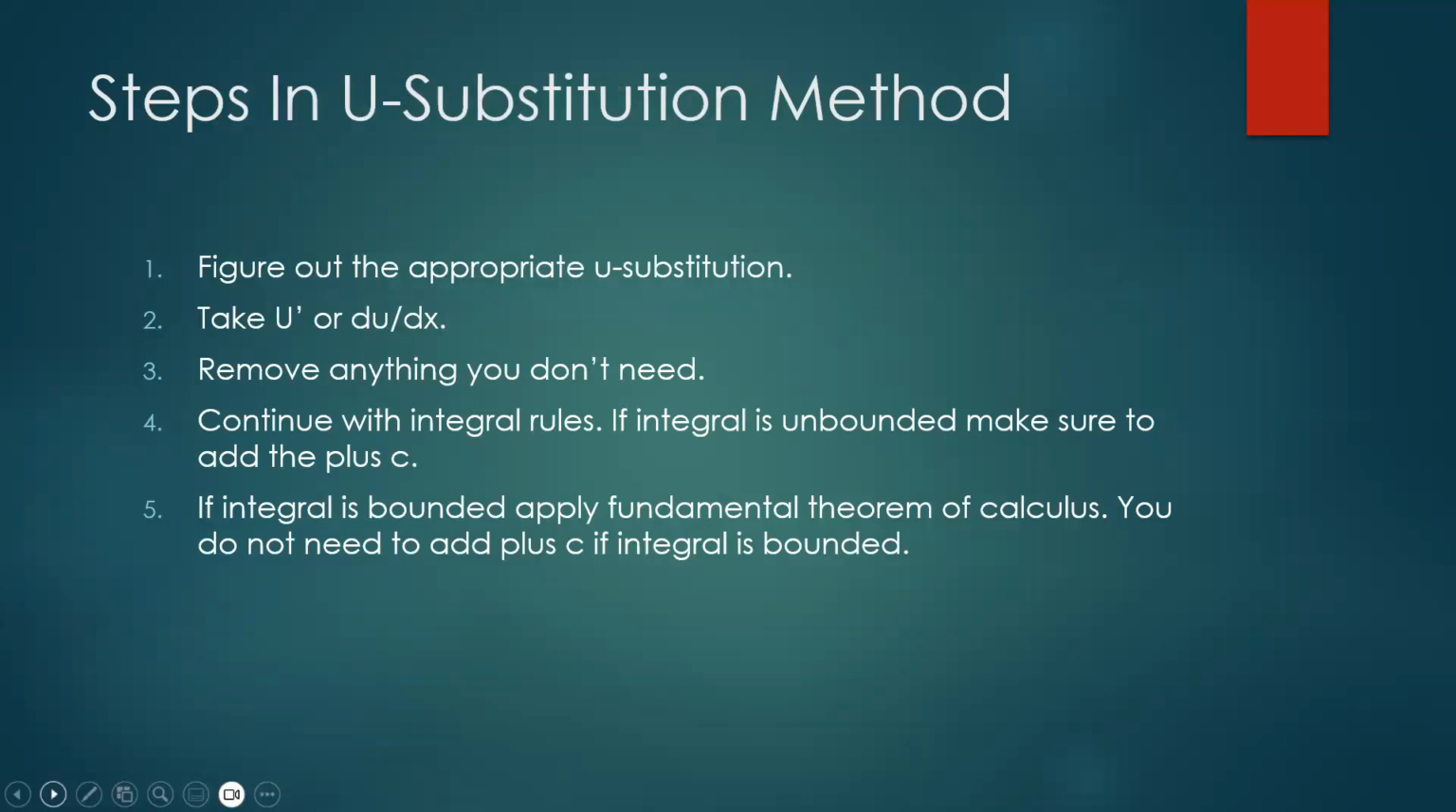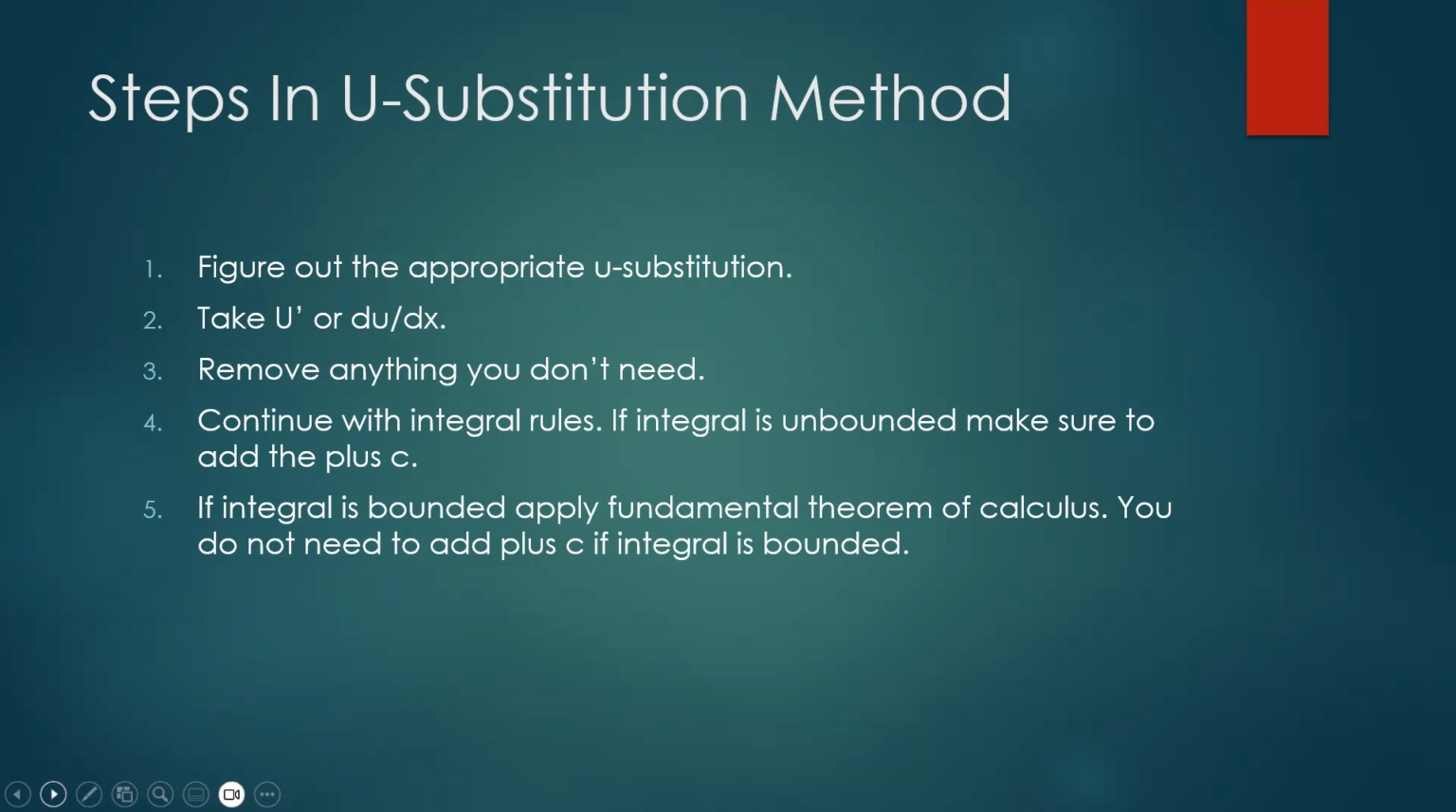So what are the steps in the U-substitution method? First step is to figure out your appropriate U-substitution. That's kind of always the hardest part. You have to figure out what your U will be. Step 2, take U prime or du/dx, and I will explain that in the video. So once you found your U, you take the derivative of that.